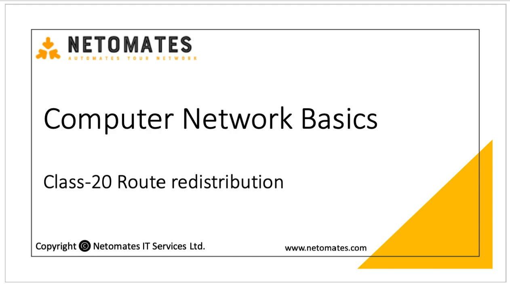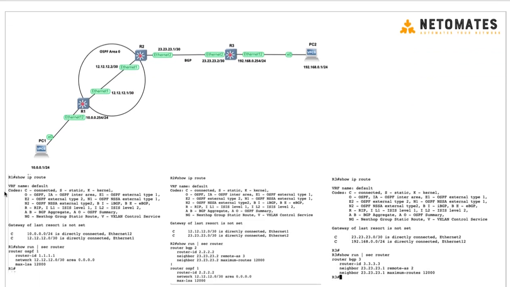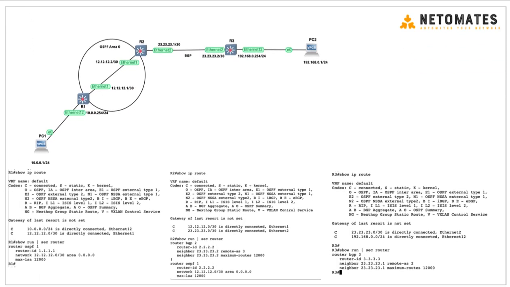Class number 20. In this class we will discuss the concept of route redistribution. So let's review the topology for this class. We have routers R1 and R2. They are in area 0. So we are running OSPF on this interface and this interface.